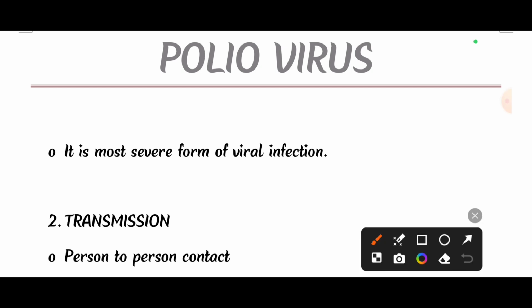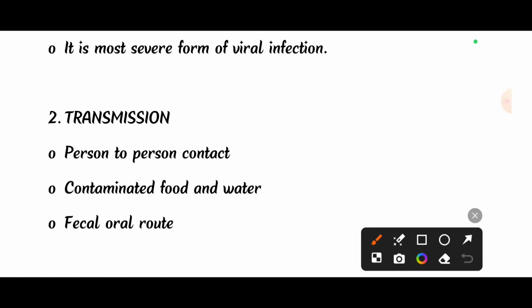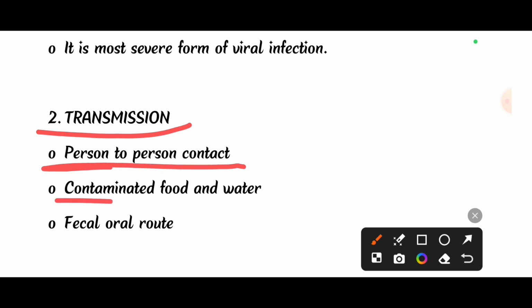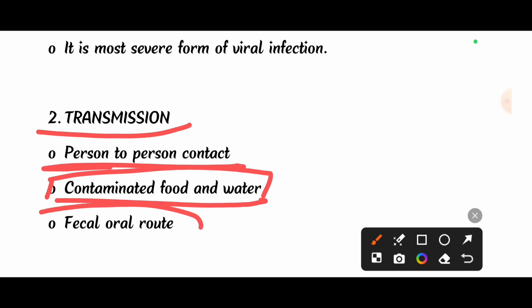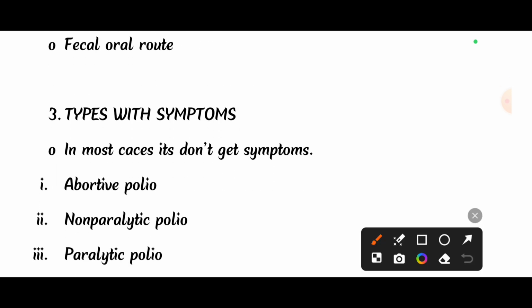Next, it is the most severe form of viral infection in all forms. Okay, transmission, how this disease is transmitted from person to person. Person to person contact, contaminated food and water, the fecal-oral route, and sneezing.